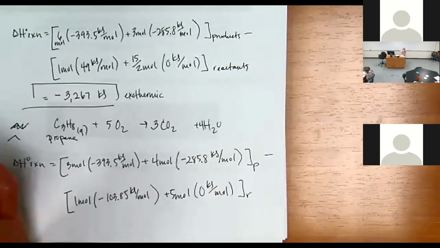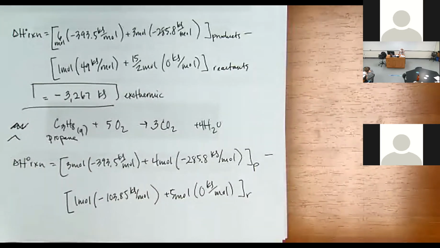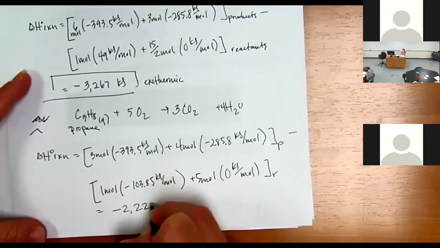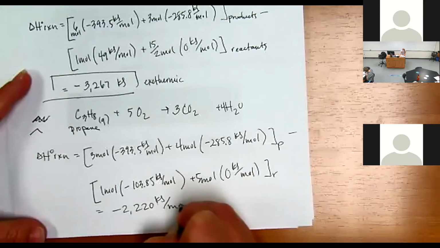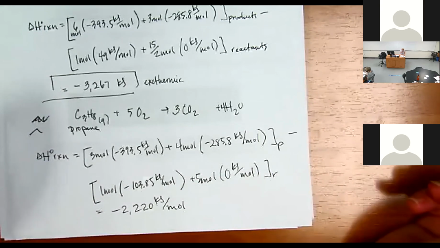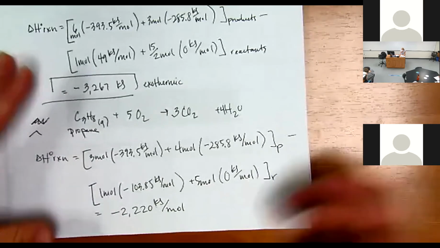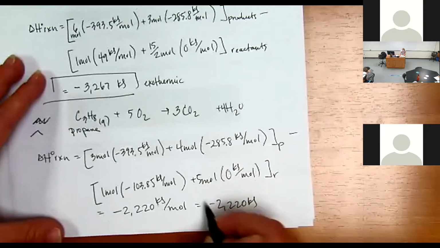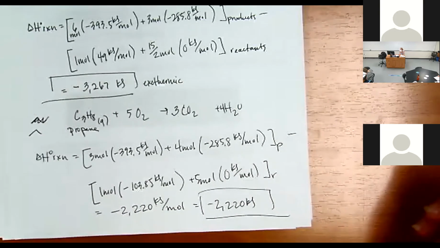The book doesn't actually work this out. So did anybody get a number here? Oh, wait, no, I do know what it is. This is negative 2,220 kilojoules per mole, per 1 mole of propane. So for this equation, you could also just write negative 2,220 kilojoules because we're looking at 1 mole of propane.